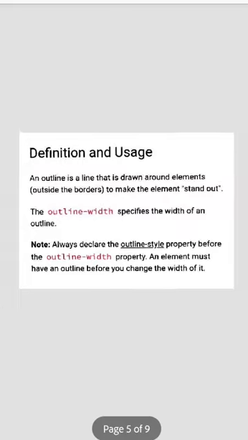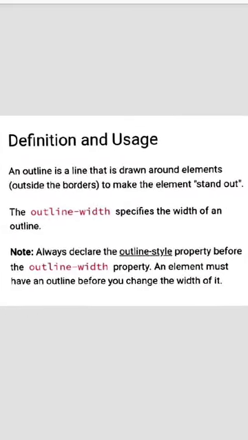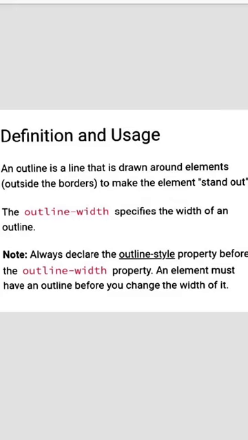Apart from this, we can also learn about a property which is known as outline. Outline is a line that is drawn around elements. It can act like an outside border. The outline property contains three attributes. First, outline width. Second, outline style. And the third, outline color. In CSS, we can apply different values with width, color and outline style.